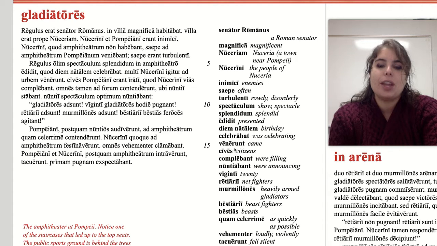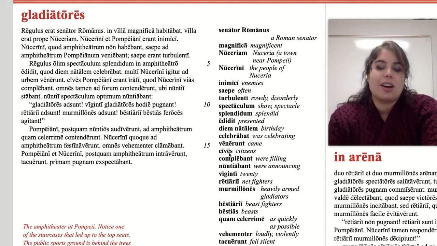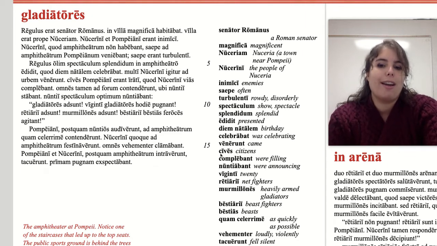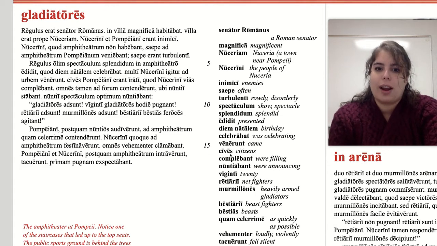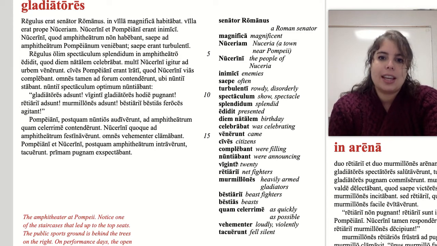Do you see that? Venerunt is they came. All right, so it's a plural. Cives is citizens, and this is our third declension plural ending. So we'll have to pay attention because remember, the nominative and accusative plural is the same in the third declension, so we'll have to pay attention to the context of the story to know whether this is our subject or our direct object in a sentence. Complebant means they were filling, another imperfect verb. Nuntiabant, they were announcing. Viginti is our word for 20.